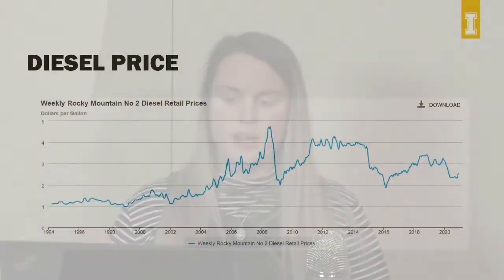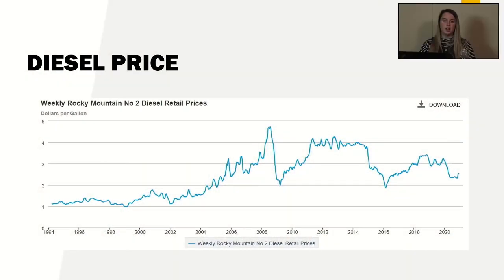So, diesel price. It changed a lot in 2020 as well, and it went down again because of COVID-19, and now it's slightly on the climb back up. These, again, are just showing where the fuel industry has been.